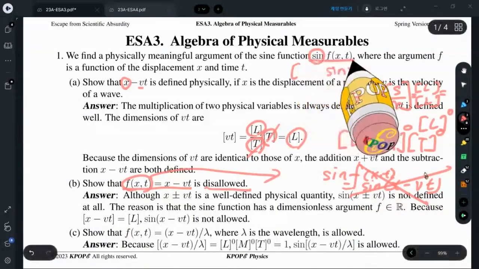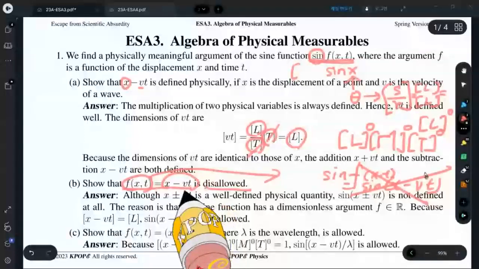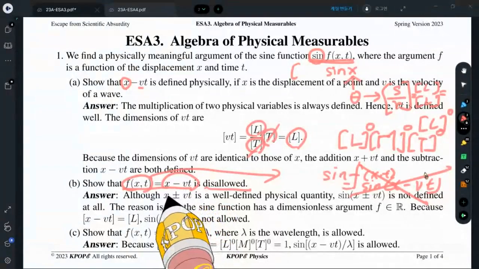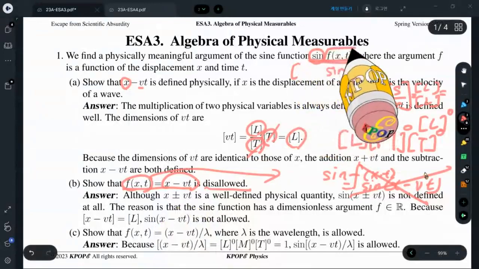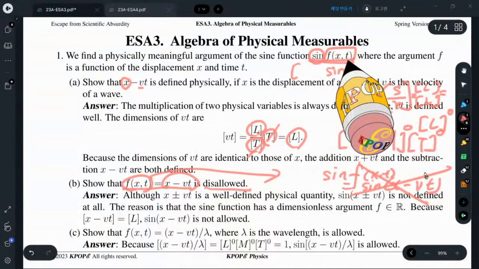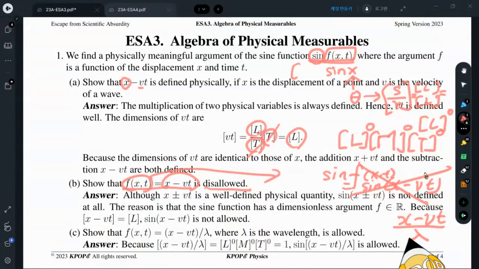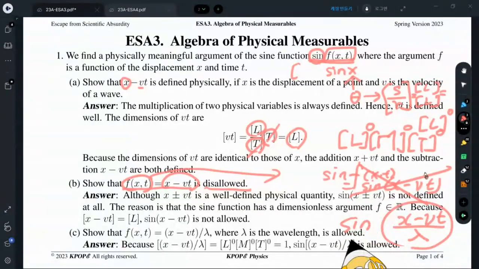Okay, we are dealing with the sine function. The reason is that this one has the dimensions of length. In order to define this kind of function, we have to make this one dimensionless. A simple way is to divide this one by a constant whose dimensions are length. So that is the wavelength. So if I insert this one into the sine function, that's fine.